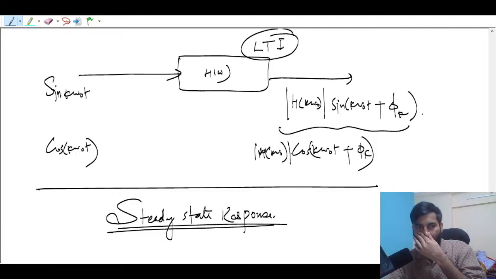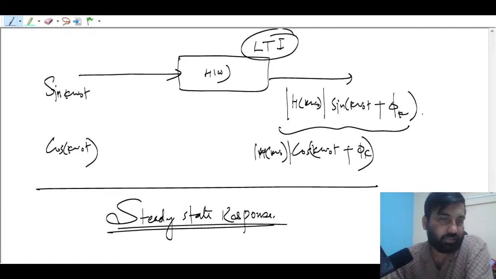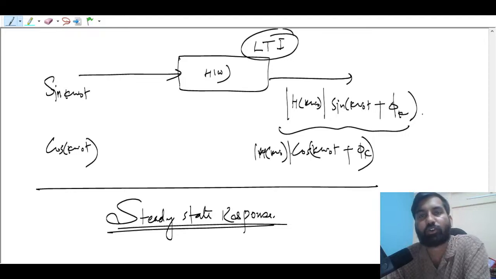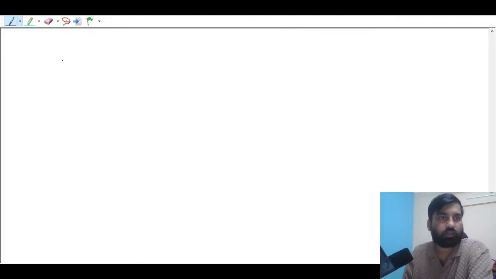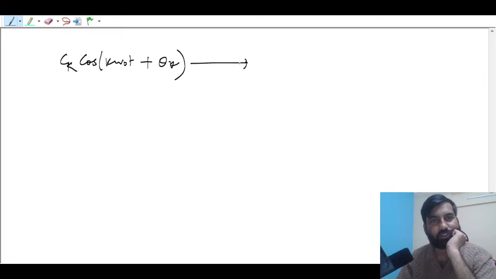So suppose you have got any input which is a periodic signal. First of all, you can find out the Fourier series, right? And then you can find out the response. Okay. So suppose we have got the input as C_k cos(kω₀t + θ_k). Okay, this is the input, and we are applying it to the LTI system.